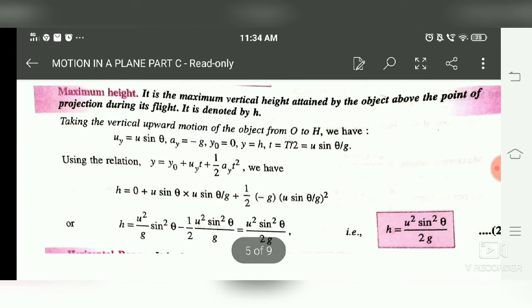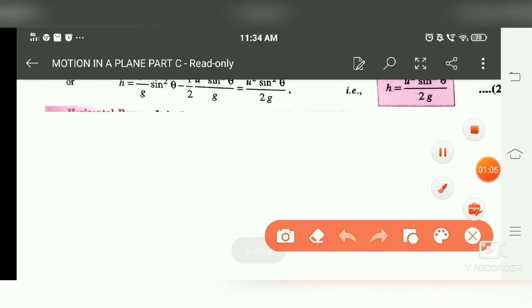Next is the maximum height. It is the maximum vertical height attained by the projectile above the point of projection during the flight, that is h. This is what we have to calculate. This is the projectile motion.